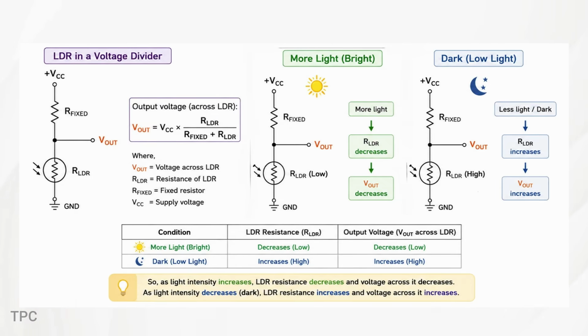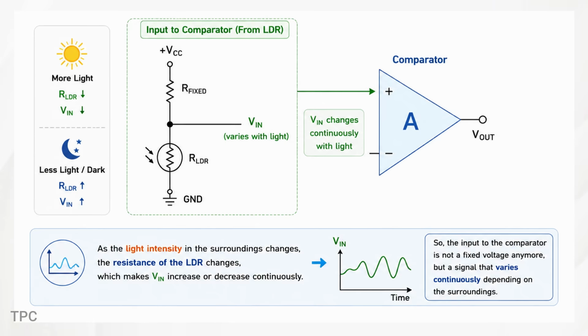The LDR is basically a sensor whose resistance changes based on light intensity. When there is more light, its resistance decreases, and when it's dark, its resistance increases. This change in resistance causes voltage across it to change as well in a voltage divider setup. Because of this, the voltage at the input of the comparator also changes with light. So instead of a fixed voltage, we now have a signal that varies continuously depending on the surroundings.